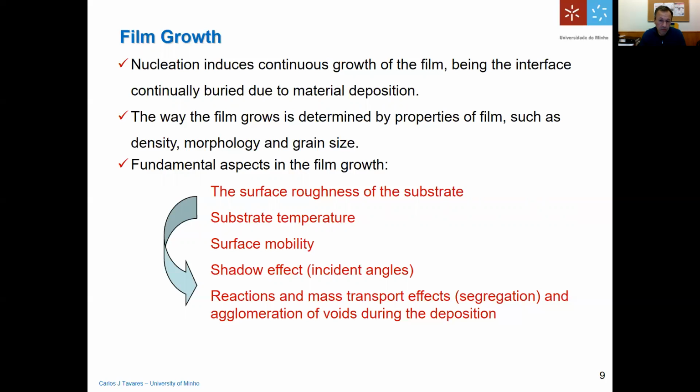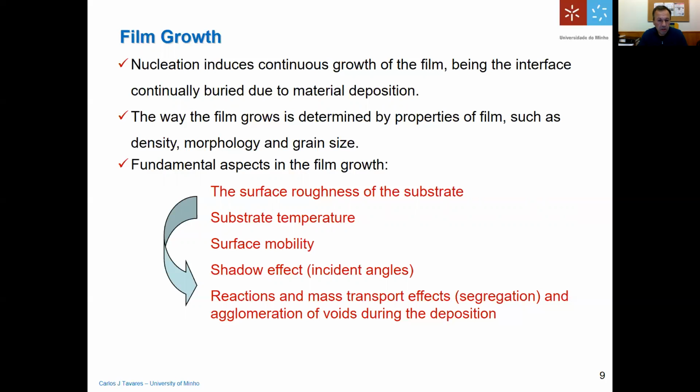The surface roughness of the substrate, like I said, will also impact the waviness of the thin film. The substrate temperature: if you increase the temperature, then it will increase the energy of the atoms, which means that they will have more kinetic energy to run around the substrate and look for specific adsorption sites. And this is related to the surface mobility.